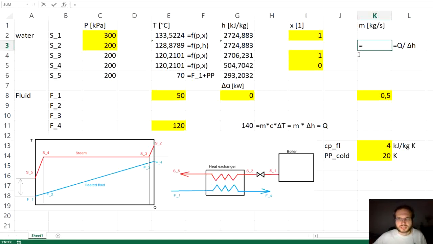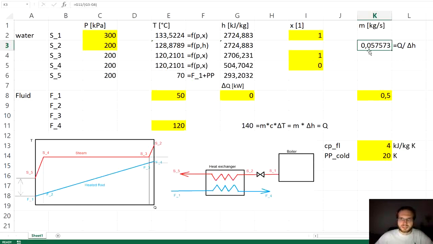So let's get directly the values. 140 kilowatts divided by enthalpy S2 minus enthalpy S5. And we get 0.06 kilograms per second, or 60 grams per second, which we can see is just a little bit less than 10 times smaller than the value we have for the fluid that is heated up.